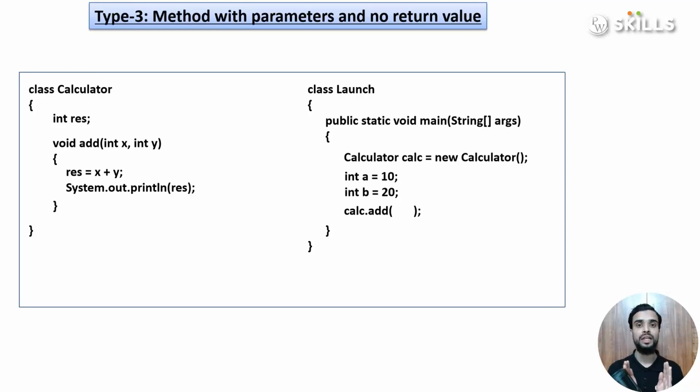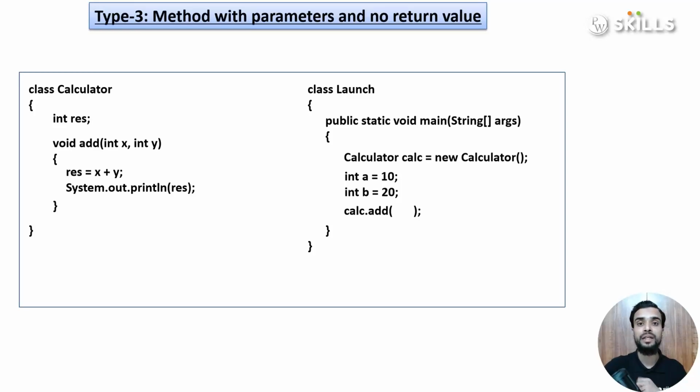And within those 2 integer variables, I would be storing the integer values 10 and 20 respectively. And now that I have got 2 integer values within my program, which are stored within the variables a and b, I would simply pass the values of these two variables a and b to the add method.